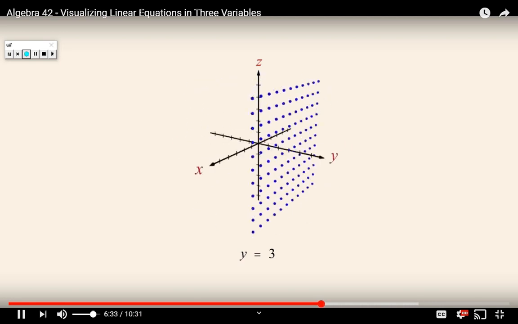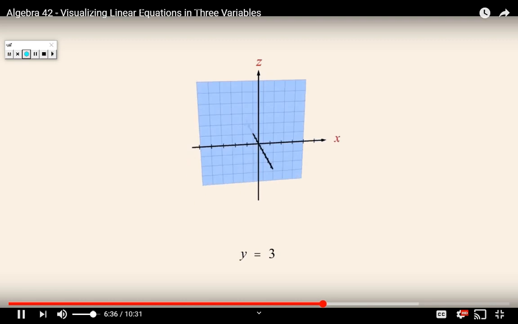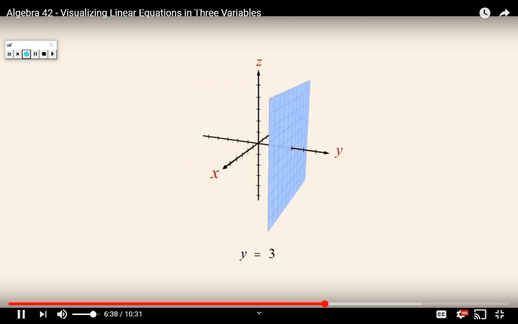The graph of this equation is therefore a vertical plane, 3 units to the right of the origin.